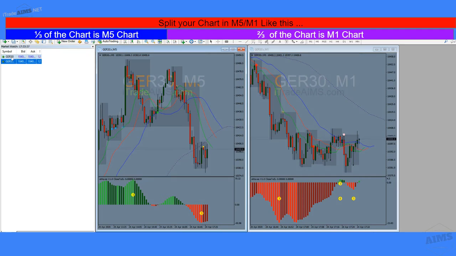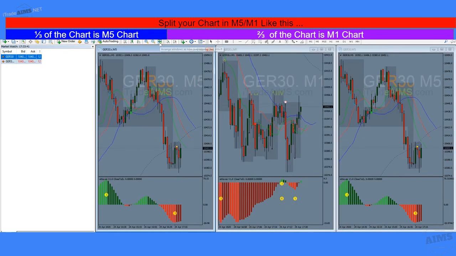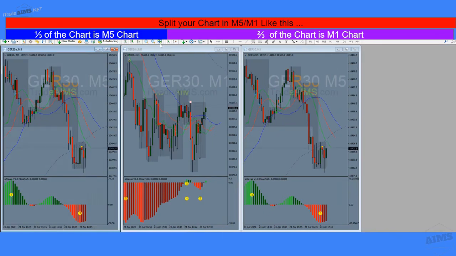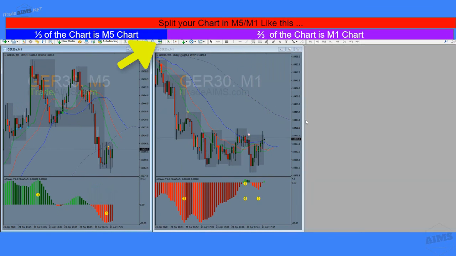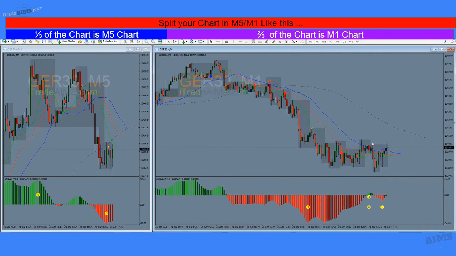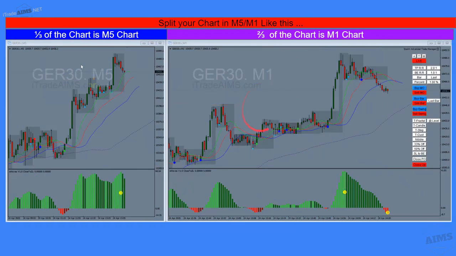Now in one of my other videos I explained this: if you bring 3 charts, and then you hit that button, it can align vertically, and then you delete one chart and drag one of the middle ones to the right. What you'll get is 1/3 of the screen is going to be your M5 chart, and 2/3 is going to be the M1 chart. And this is important because of these things.